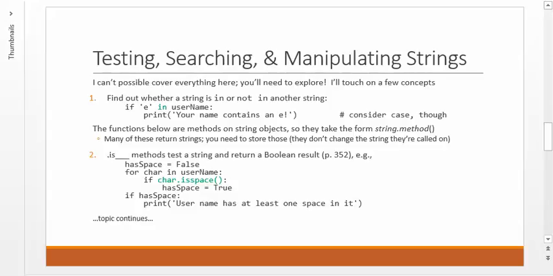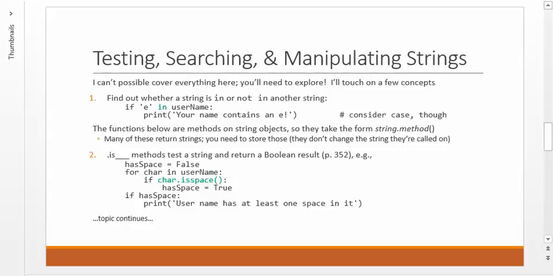So I can say if apostrophe E, so if the literal E is in username anywhere. Now it doesn't have to be a single character, it can be a whole string. But in this case, if E is in username, I can print, hey, your name contains an E. You could also look for something larger like hello, if hello in user message or whatever. So before we move on to the next topic, one of the things that's very important to get in your brain is all of these string functions work on strings, but strings are, in programming terminology, immutable.